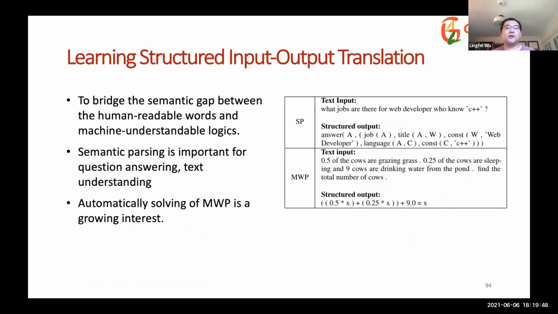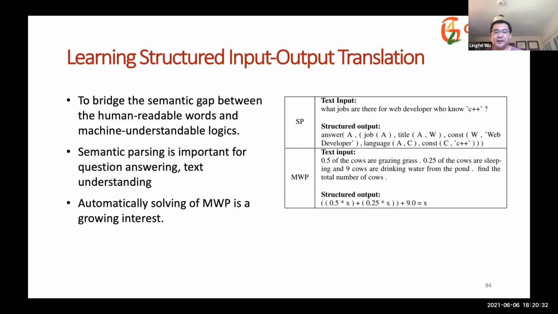Moving forward, there is a less common task in NLP where we try to learn a structured input-output translation. Just look at this table. For example, in semantic parsing, the input could be, what jobs are there for job development who know C++? And the output will be a logic form. As you can see, this structured output is essentially not a simple sequence. It can be formulated as a richer data structure that better represents the output.